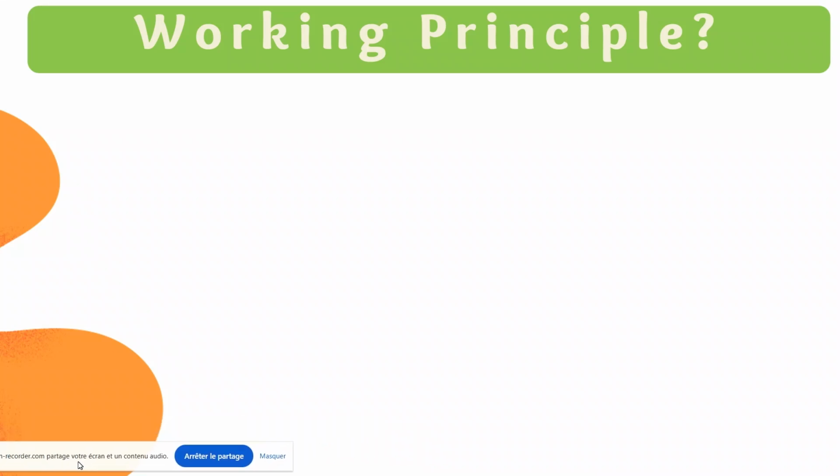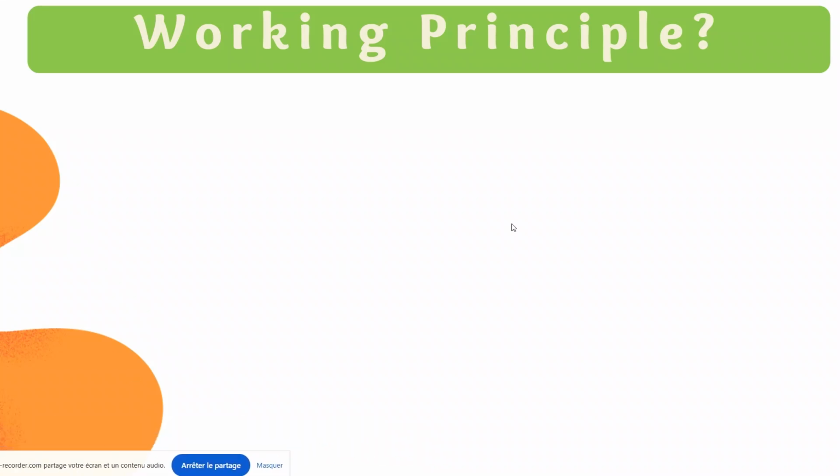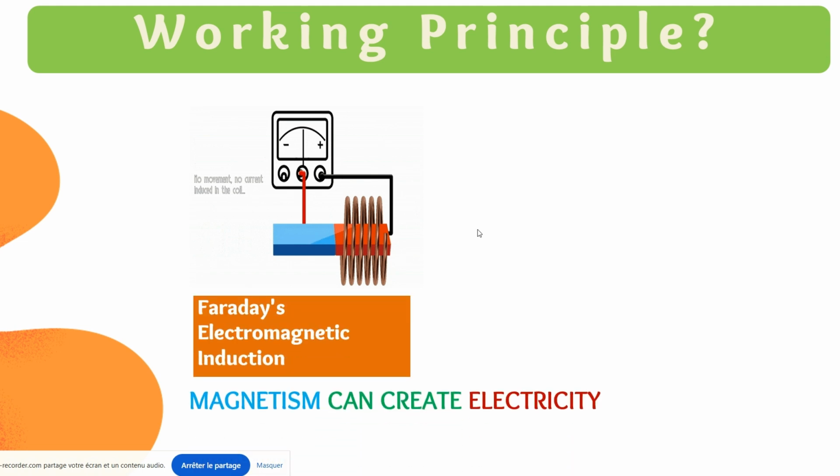How does a transformer work? To explain this, I need to recall two fundamental experiments that were previously done or explained. The first one is related to Faraday's electromagnetic induction. We said that according to this experiment, it was proved that magnetism can create electricity.